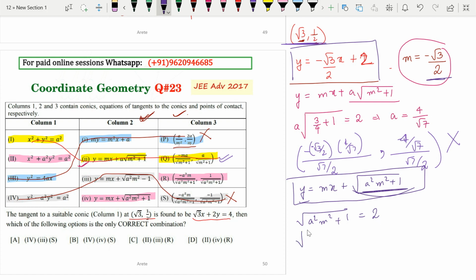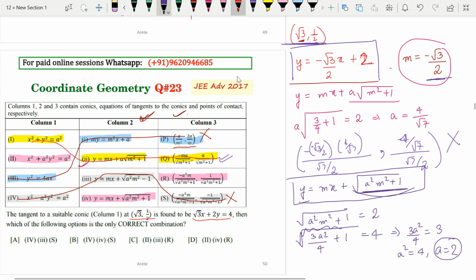m value I can plug in again. m is root 3 by 2, so I get 3a square by 4 plus 1. Square it up, just remove this, is equal to 4. So what do I get? 3a square by 4 is equal to how much? 3. So a square is 4. a can be plus or minus 2. Let's have a to be 2. Okay, if a is 2, now do I get, if I plug in a is 2, let's see.